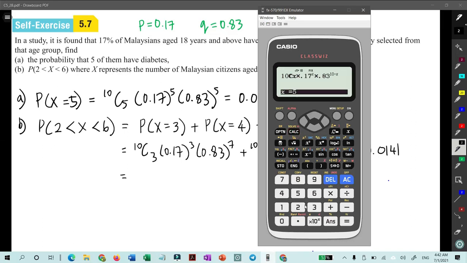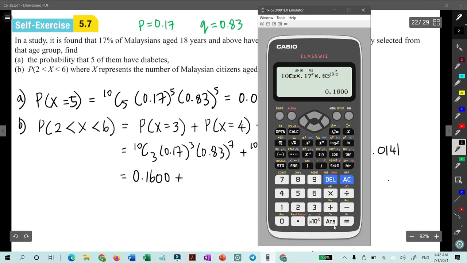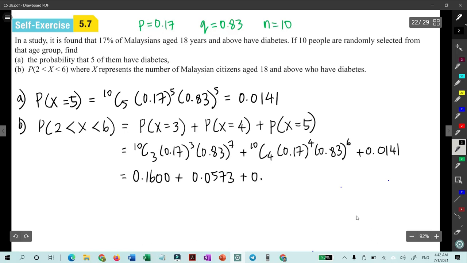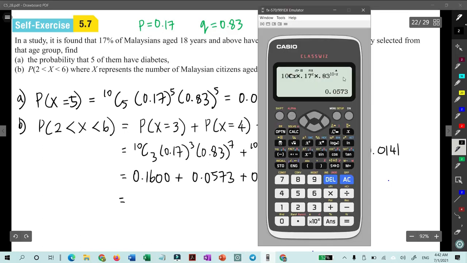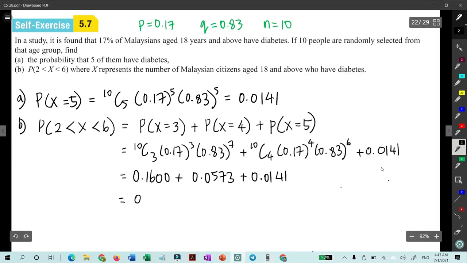Then calc x equals to 3. Okay, 0.1600 plus x equals to 4, 0.0573, and we plus 0.0141. Let's add these three values: 0.1600 plus 0.0573 plus 0.0141, and the final answer is 0.2314. Okay.